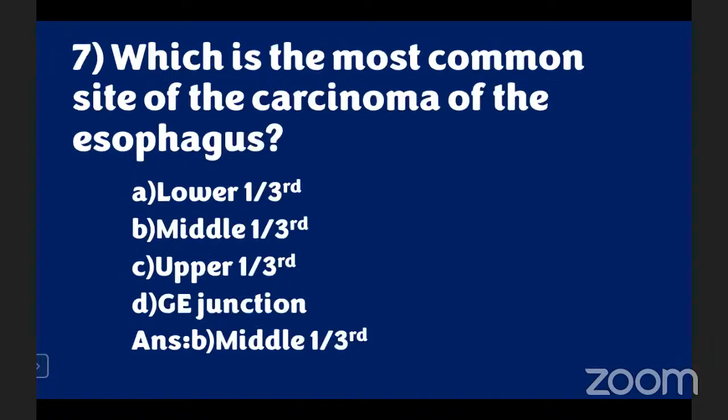Next one is which is the most common site of the carcinoma of the esophagus? Option A, lower one third. Option B, middle one third. Option C, upper one third. Option D, gastroesophageal junction. Answer is option B, middle one third.